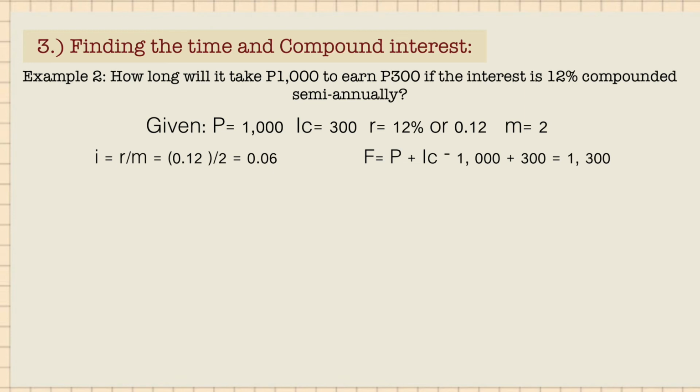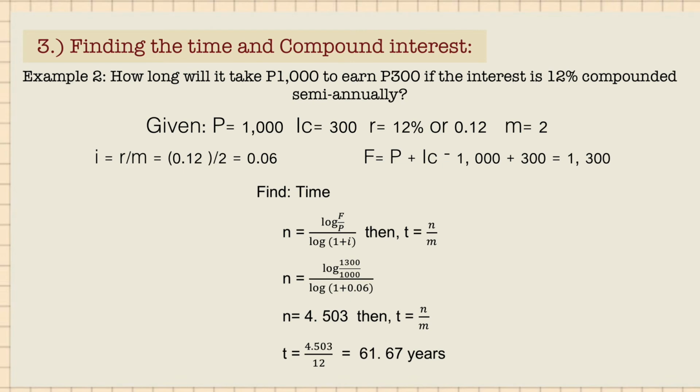We are supposed to find time. Now we have another formula which can help us solve for it. We have N is equal to log multiplied by F over P over log open parenthesis 1 plus I close parenthesis, and then T, which is equal to N over M. Now, substituting the values, we have log multiplied by 1,300 over 1,000 over log open parenthesis 1 plus 0.06. We get N is equal to 4.503. Then following T is equal to N over M, we have 4.503 over 12, which is equivalent to 61.67 years.